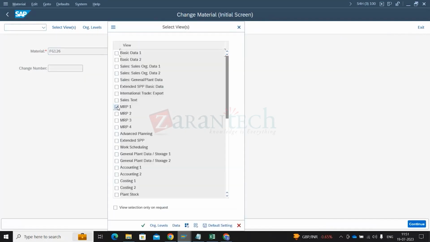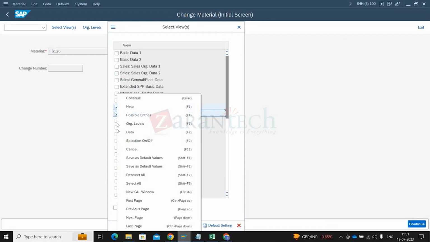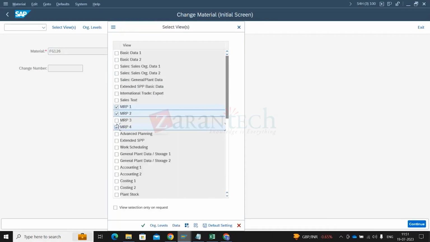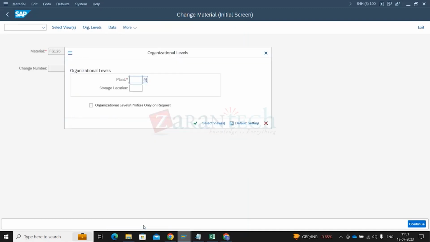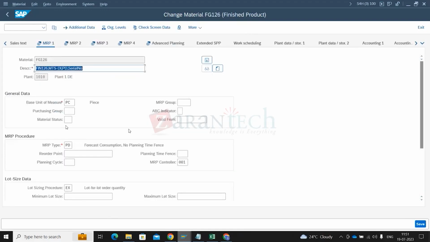The only important views for us are MRP 1, 2, 3, 4 and advanced planning. These 5 views are most important for us because all the information that is required for planning and scheduling is available in these. I'm selecting them and the plant is 111010. Okay, fine. We will go through these details later, what MRP type and all these things mean. But first of all, I need to transfer this plant to PPDS.